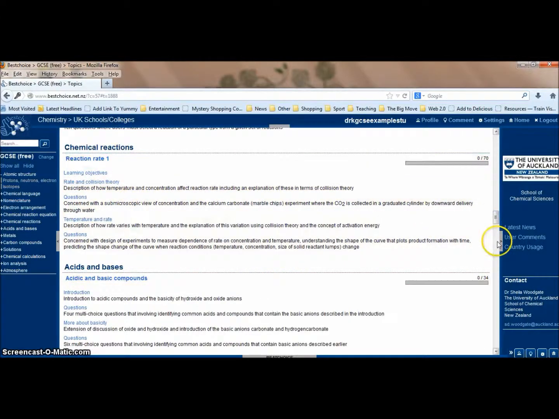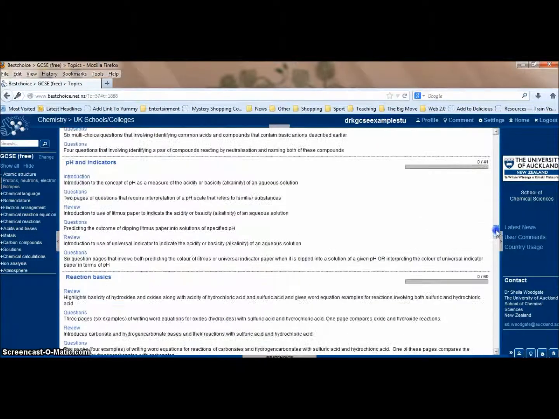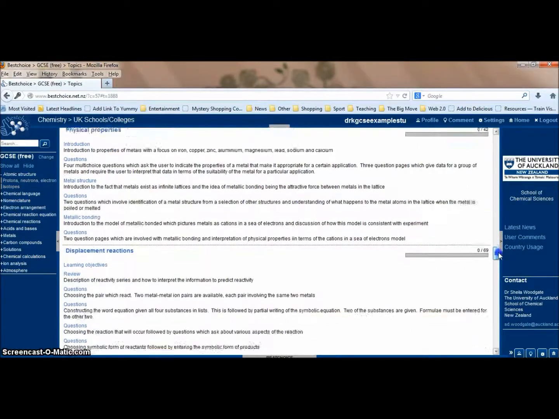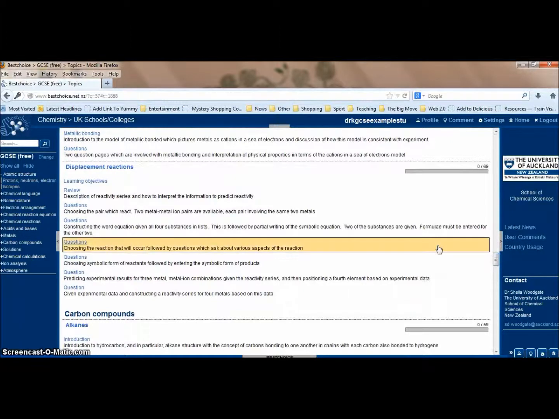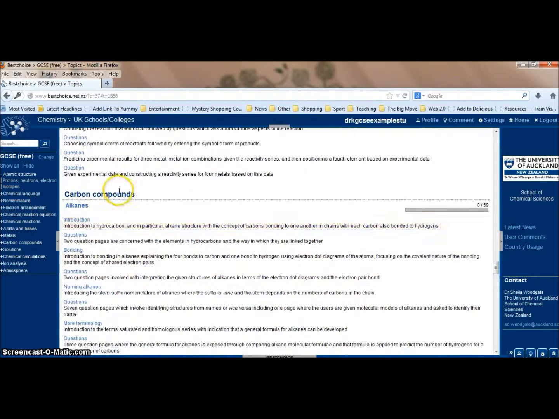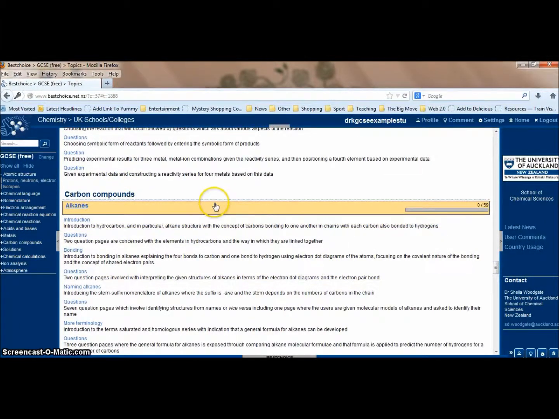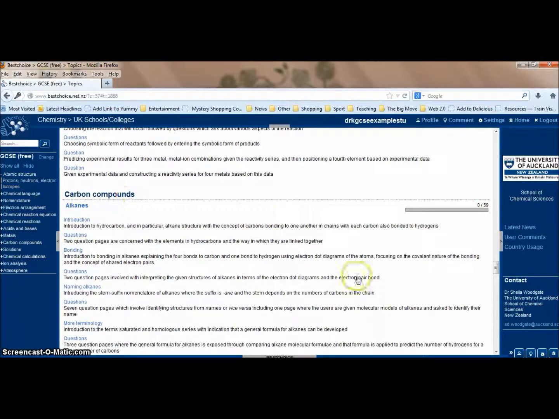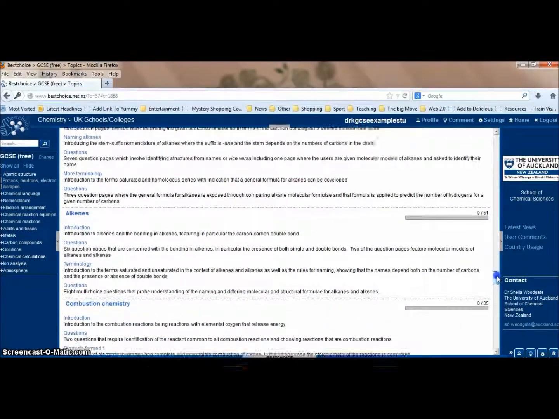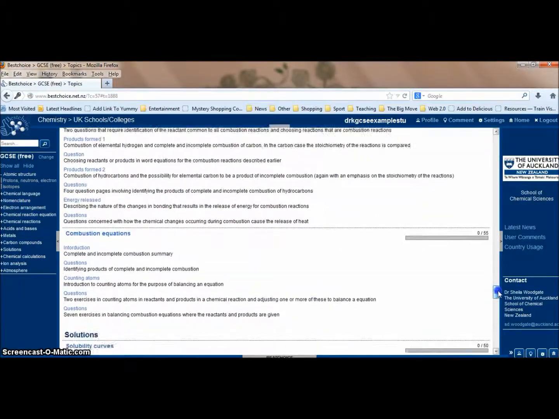Rates of reaction, acids and bases, these should be familiar topics from GCSE. Reactions using symbols, metals, physical properties, displacement reactions, so a bit of what's that, C4 and C5 coming in there. Carbon compounds, so this is a very important one. You did some organic chemistry, alkanes and alkenes, back in C1, but that will hit you hard in the first term of A-level. We'll revisit all of that, and you could do with having a decent understanding of alkanes and alkenes before you start. Combustion chemistry.